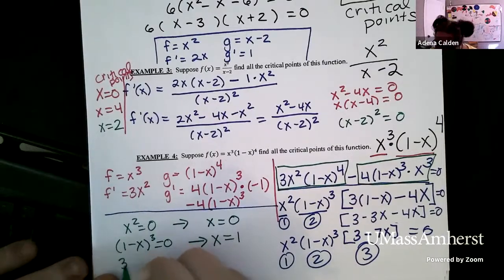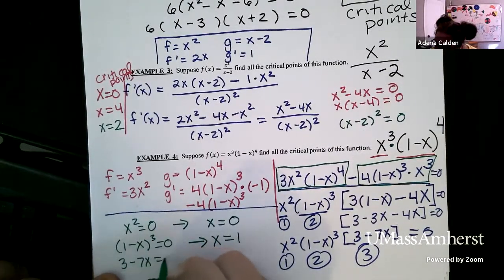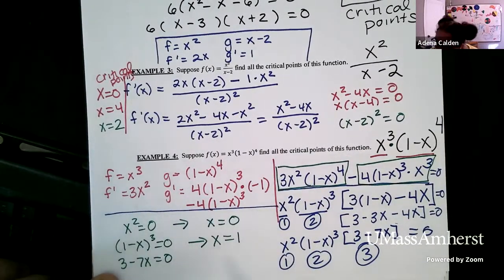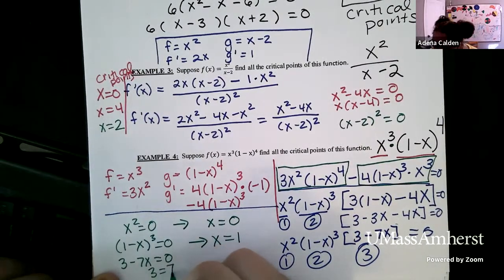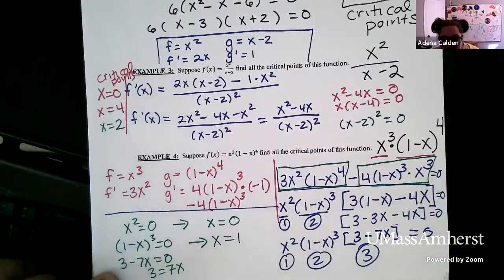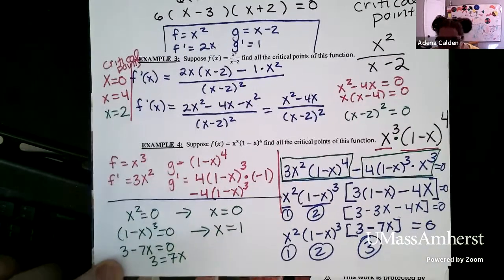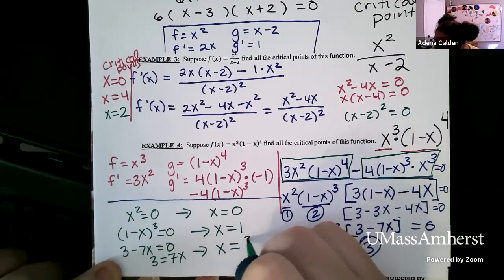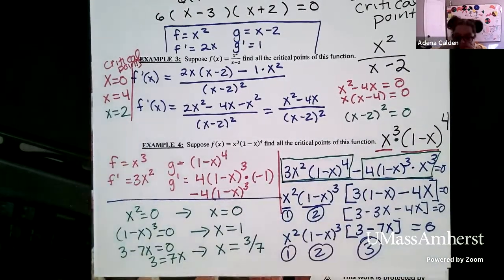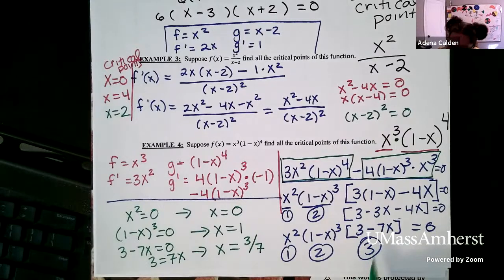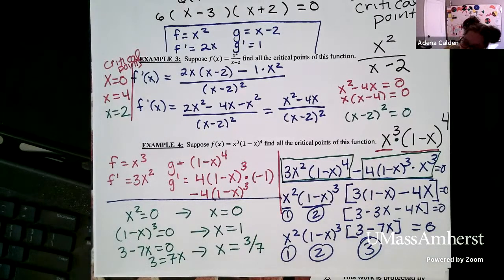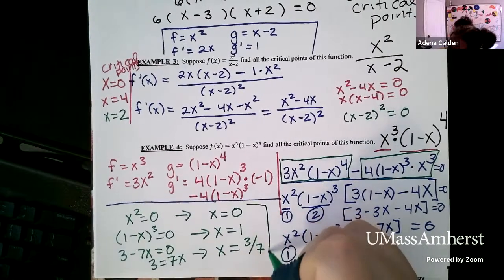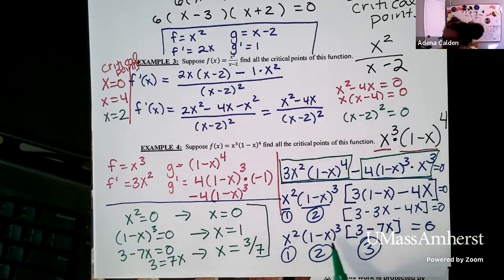And then I have 3 minus 7x equals 0. So I'm going to bring the 7x over to the other side. So I have 3 equals 7x. So to solve for x, I divide both sides by 7. And I get x equals 3/7 is what makes my third factor equal to 0. So there's 3 critical points. And I get them, again, by factoring out my first derivative.